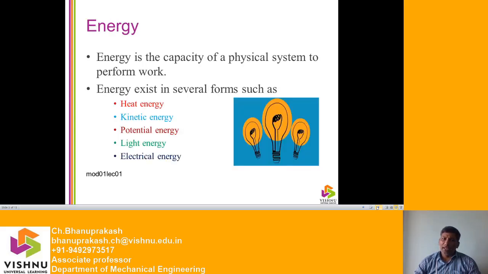Energy. So energy is the capacity of a physical system to perform work. Energy exists in several forms such as heat energy, kinetic energy, potential energy, light energy, electrical energy.